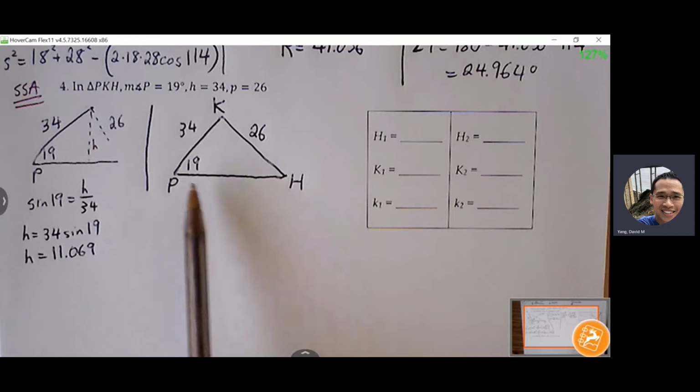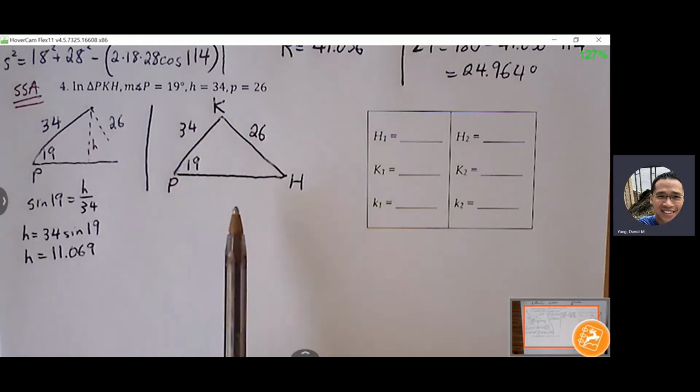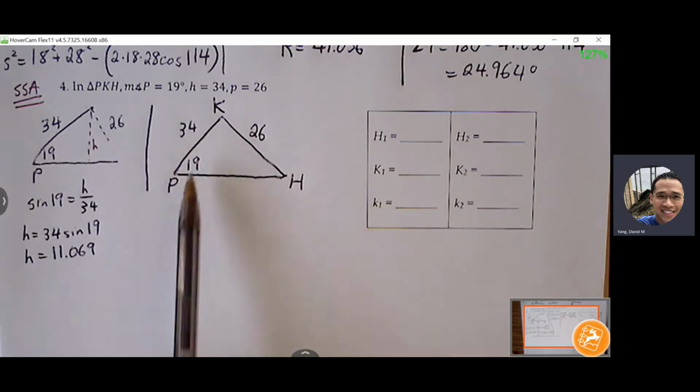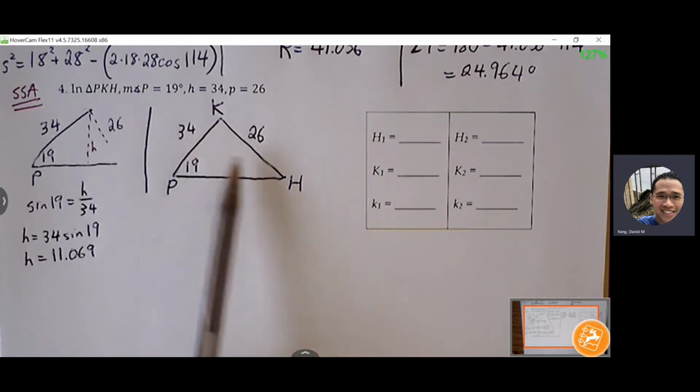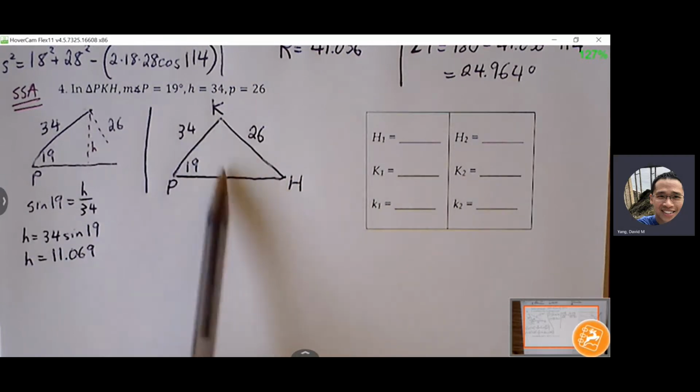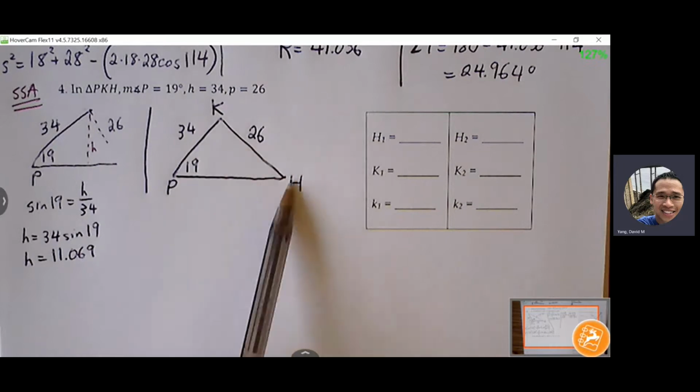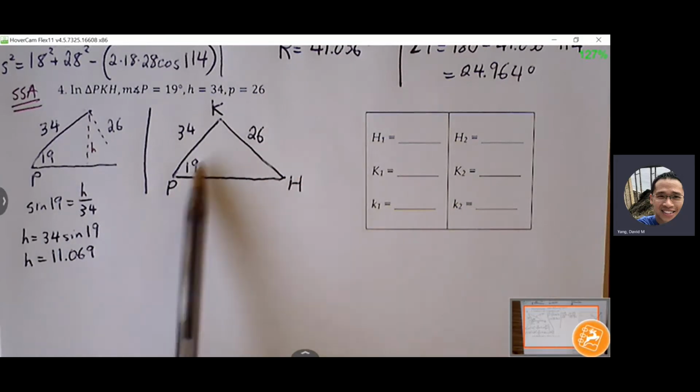What do we start off with? What do we want to target? Good. You see we definitely have to involve P, but we also want to involve H because H at least has some information, right? We don't want to do K because K has too little information. So we want to solve for angle H using law of sines.